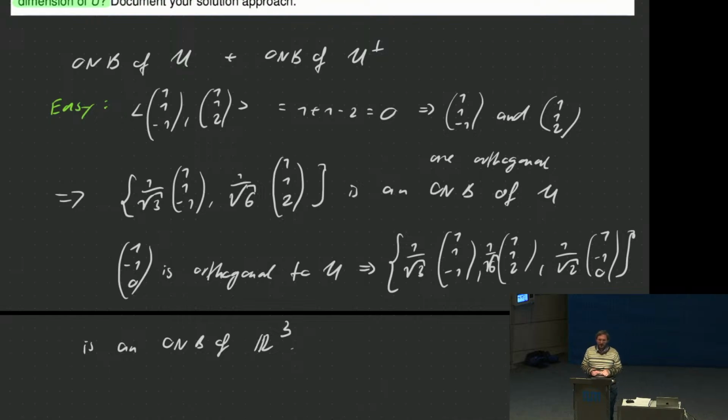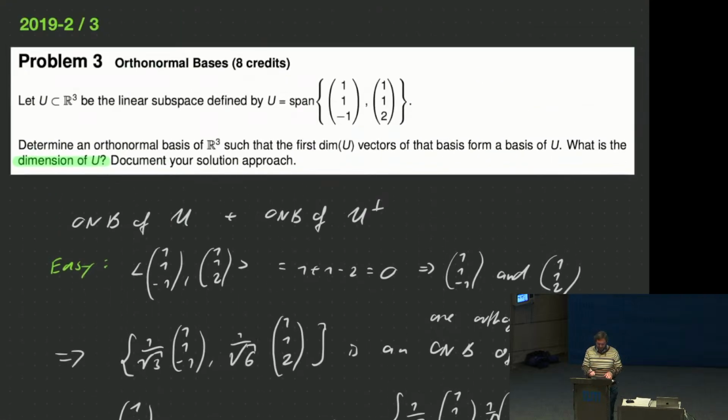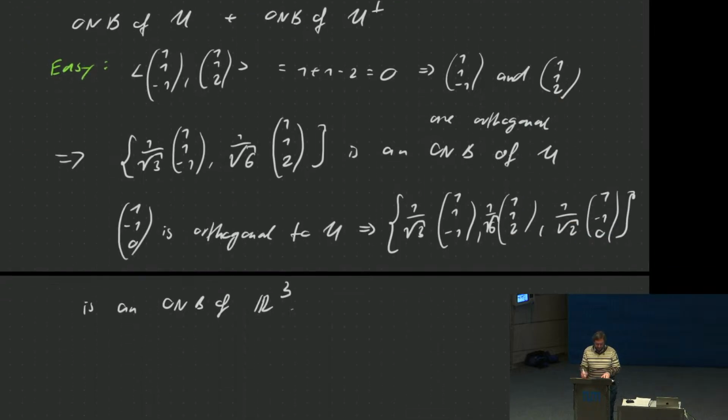Right, so that was the idea. Surprisingly, very few people got that. Question? The question asks for an orthonormal basis of R3, so yes, such that the first dim U, which is 2, vectors of the basis form a basis of U. Yeah, if you have that basis here, then obviously you can also state that the dimension of U at this point is 2. Orthogonal vectors are always linearly independent, so we know the dimension right away. Yes?